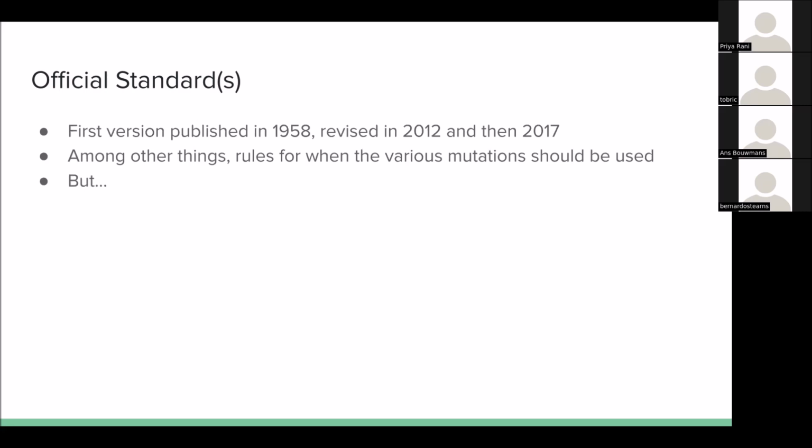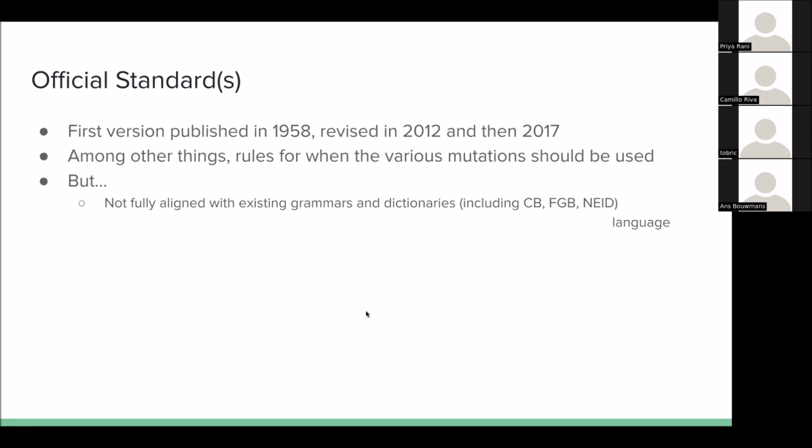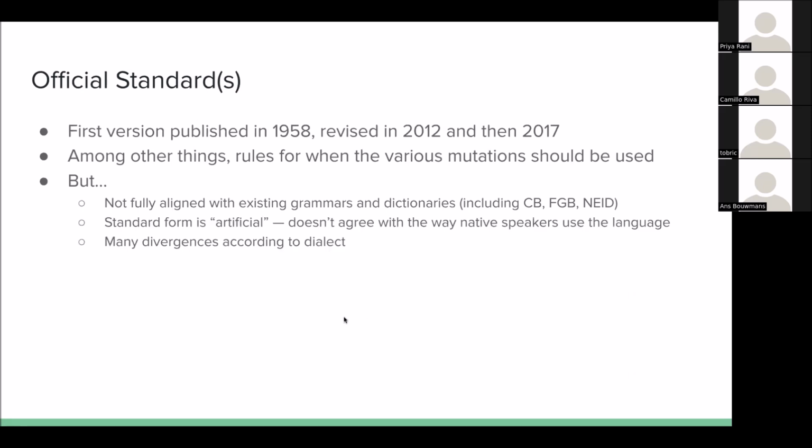There are some challenges. Even if you intend to follow the official standard, the first and biggest challenge is that the official standard does not align completely with existing learning materials and grammar books. Even the standard dictionaries of Irish don't exactly match up with the official standard as it's published. The standard is viewed by some as artificial, in the sense that no one completely adheres to the standard in the way that they speak. Almost everyone will speak some dialect of Irish, and typically the dialects will have variations from the standard in the way people speak and write.